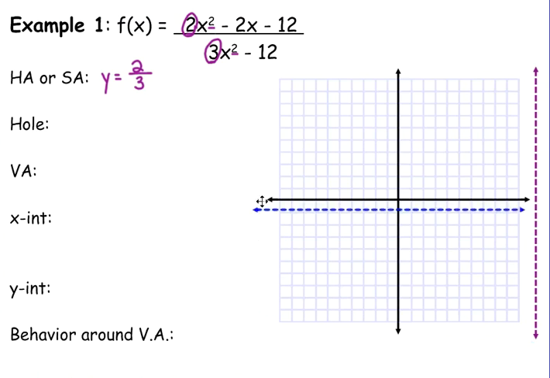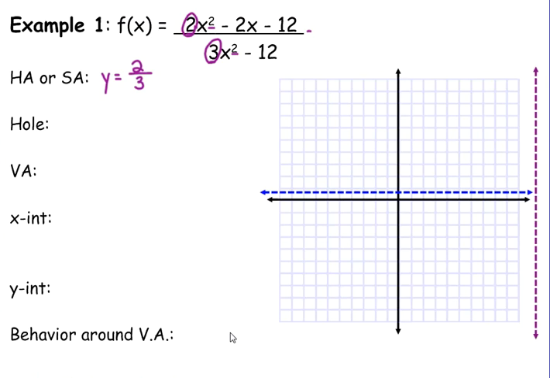Let's go ahead and put a horizontal line at y equals 2/3. So do your best estimating there between 0 and 1. You don't want to be right on the 1. Now the rest of this requires that we factor and cancel.